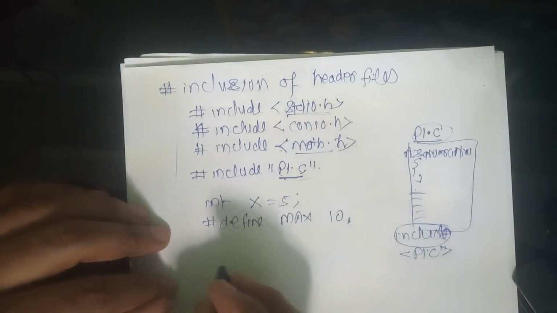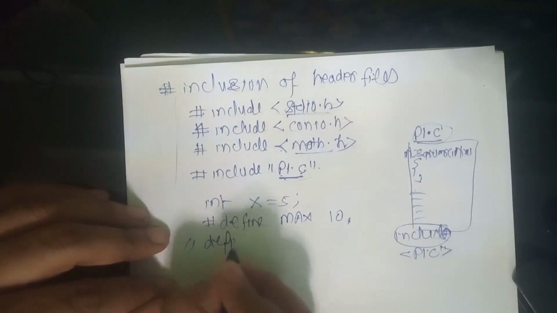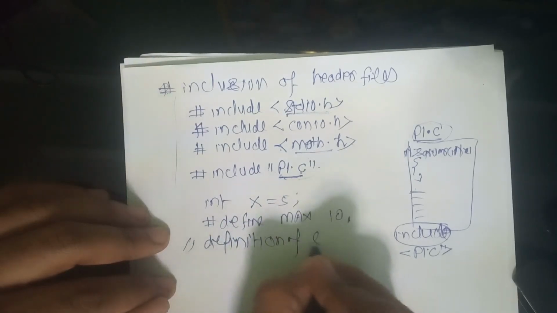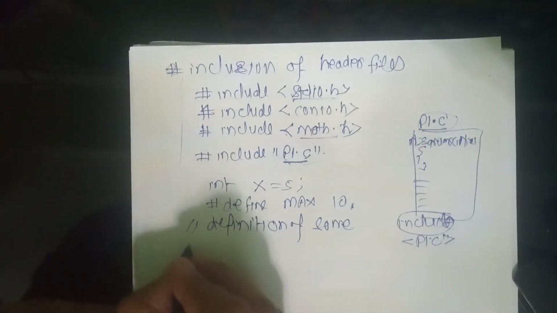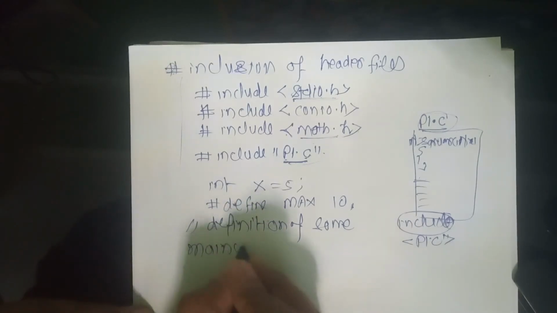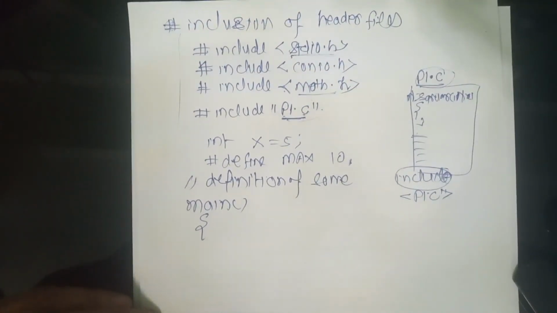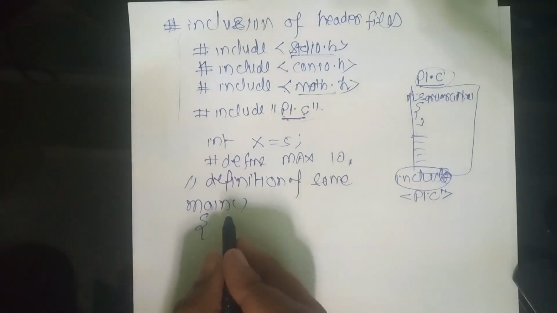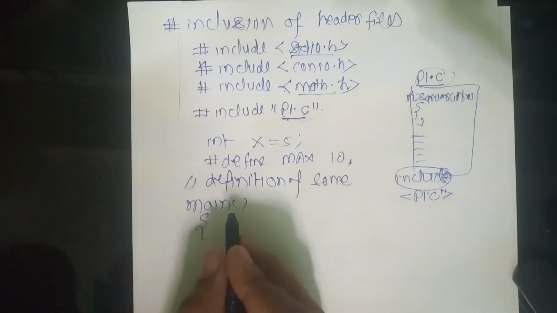This semicolon will not be used. After that you can define your own functions, that is, definitions of some other functions. After that you have to write the main method. Each C program which we want to run must have one main method. The main method is compulsory, because it is called the director method, because the execution of the program starts from the main method.